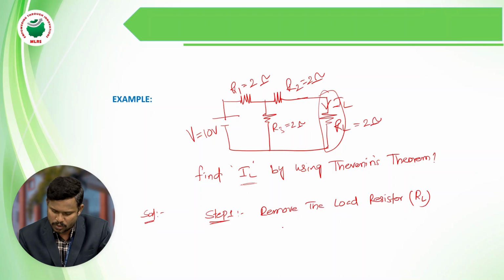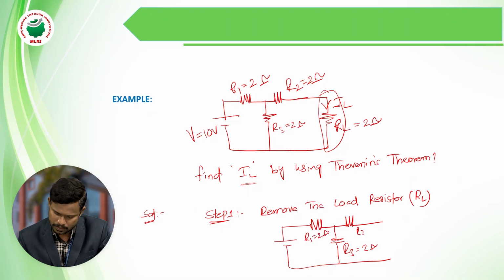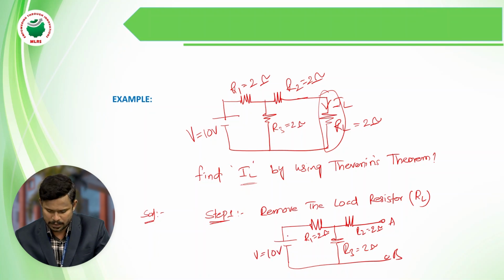So step number 1 is remove the load resistor RL. Then redraw the circuit again. The given circuit will become R3 equal to 2 ohms, R1 equal to 2 ohms, and R2 equal to 2 ohms. And these are the open terminals A and B. And source voltage V equal to 10 volts. Then step number 2.